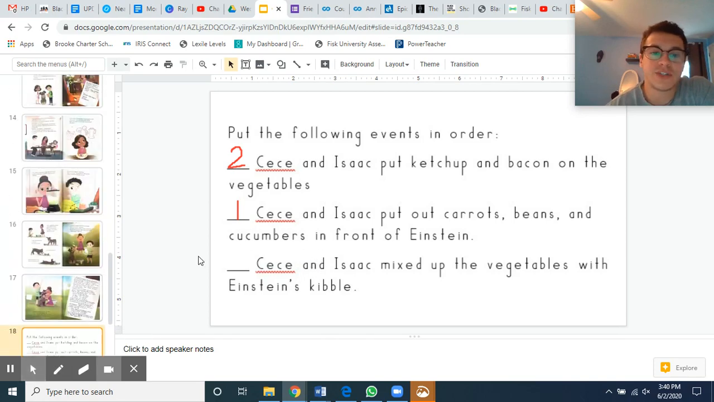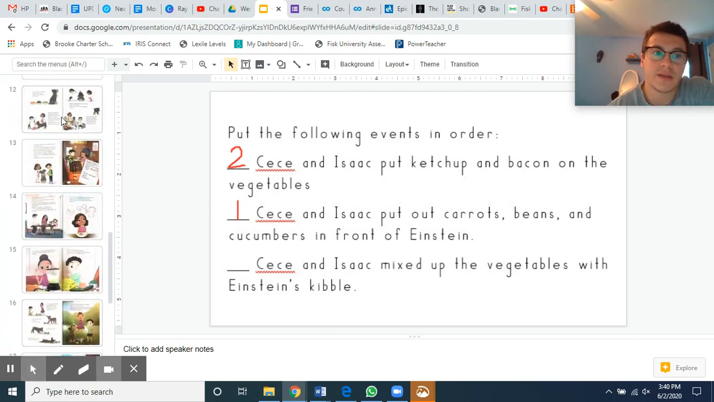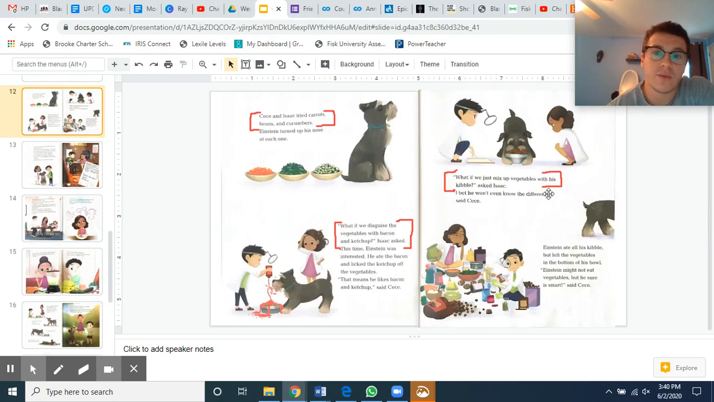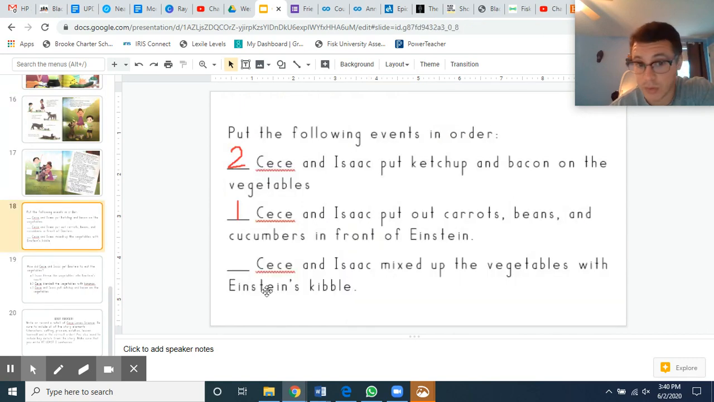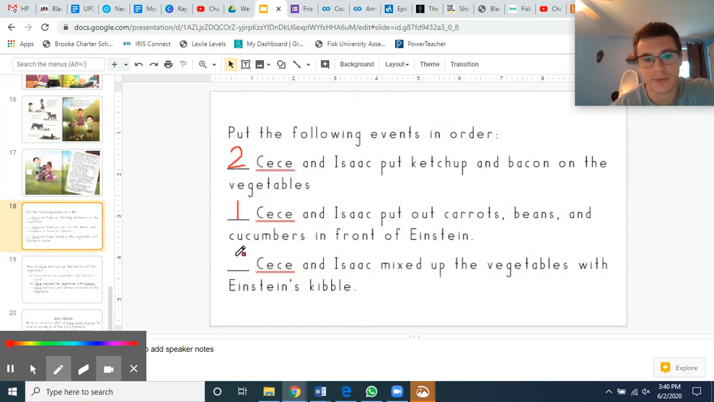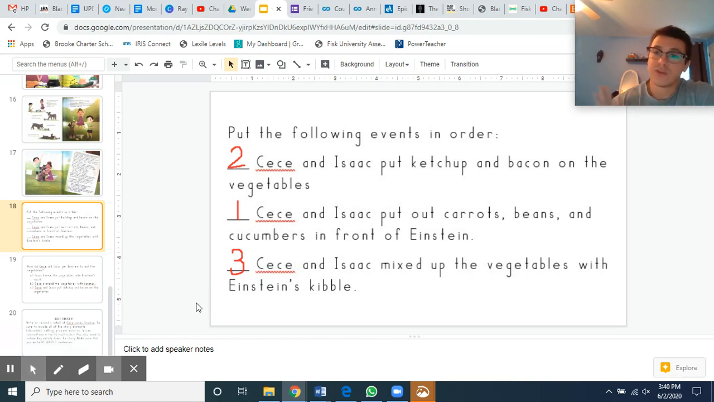And then just to double check to make sure that this one is number 3, it's going over here. What if we just mix up vegetables with his kibble? You're mixing up the vegetables with his kibble. Yep, number 3. Cece and Isaac mixed up the vegetables with Einstein's kibble. So the correct order is 2, 1, 3, because first they put out carrots, beans, and cucumbers. Then they try putting them out with ketchup and bacon on them, and then they try mixing the vegetables with Einstein's kibble. And none of them work.